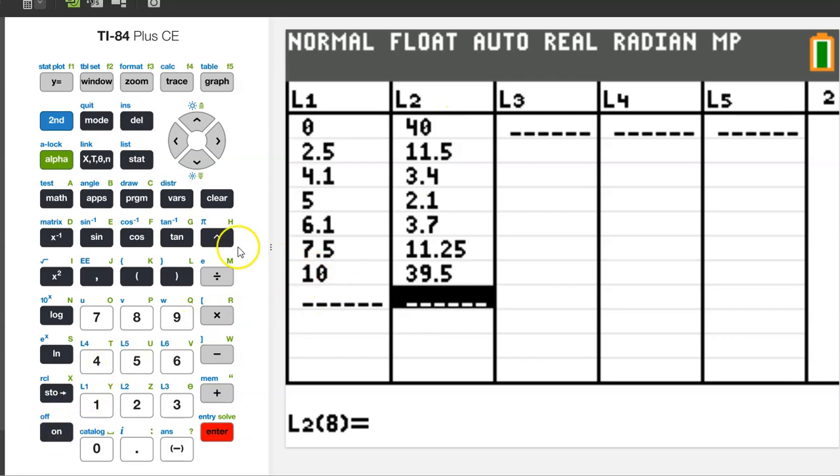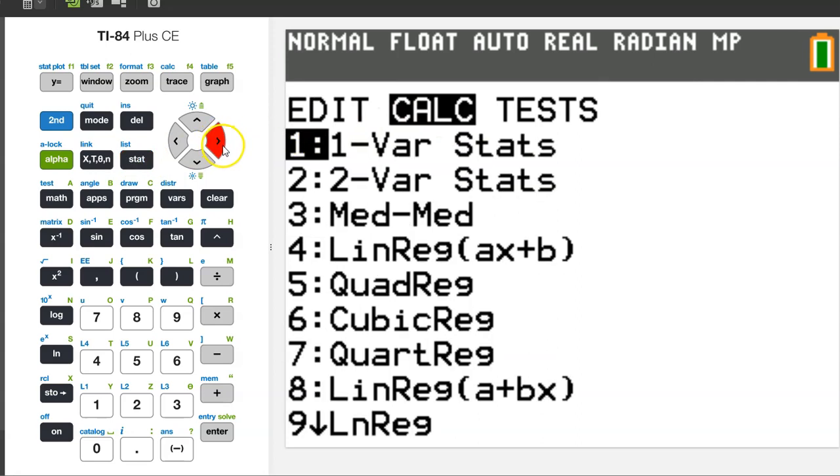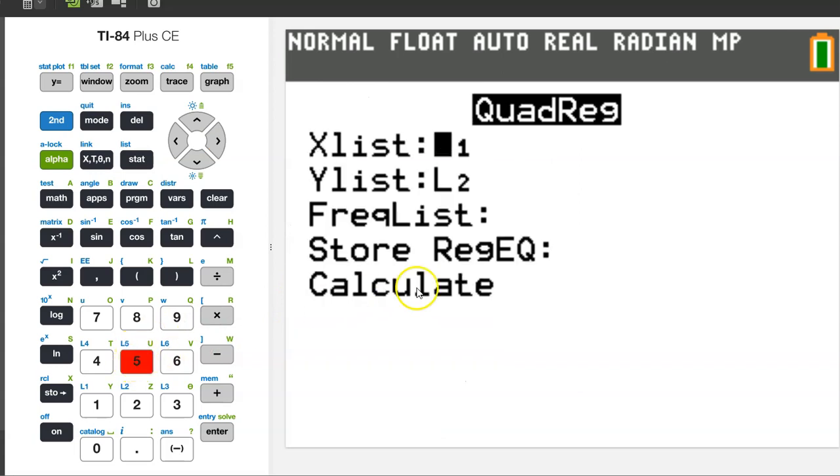To choose a regression model, hit the Stat button and arrow over to the Calc menu and choose which one you want. We decided to go with quadratic regression, which is option 5, so you can either scroll down or just hit the number 5.